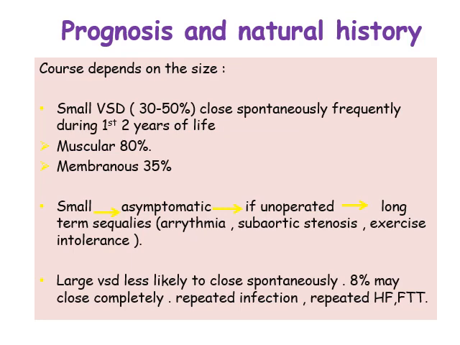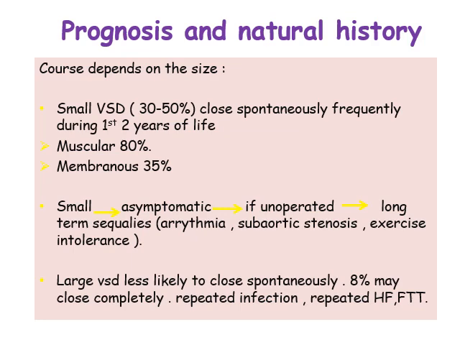Now we speak about prognosis and natural history of ventricular septal defect. It depends on the size. When it is a small VSD, closure will occur in about 30 to 50%, closing spontaneously during the first 2 years of life. Most common in muscular, about 80%, and less common in membranous, about 35%.